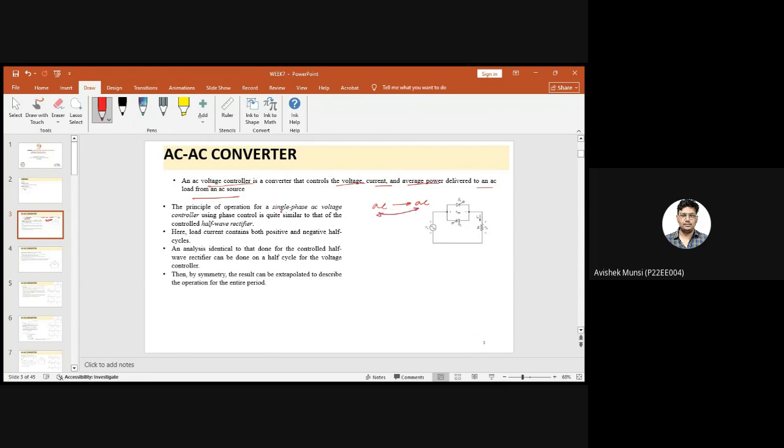The principle of operation is more or less similar to the half wave rectifier. For example, a single phase AC voltage controller is similar to the half wave rectifier. But here the load current contains both positive and negative half cycles. In case of the half wave rectifier, we know that we have only the positive half cycle. The negative half cycle was cancelled out because during that cycle the diode was in reverse bias state. But here both the positive and negative cycles are operated. So these types of converters are also called cyclo converters.